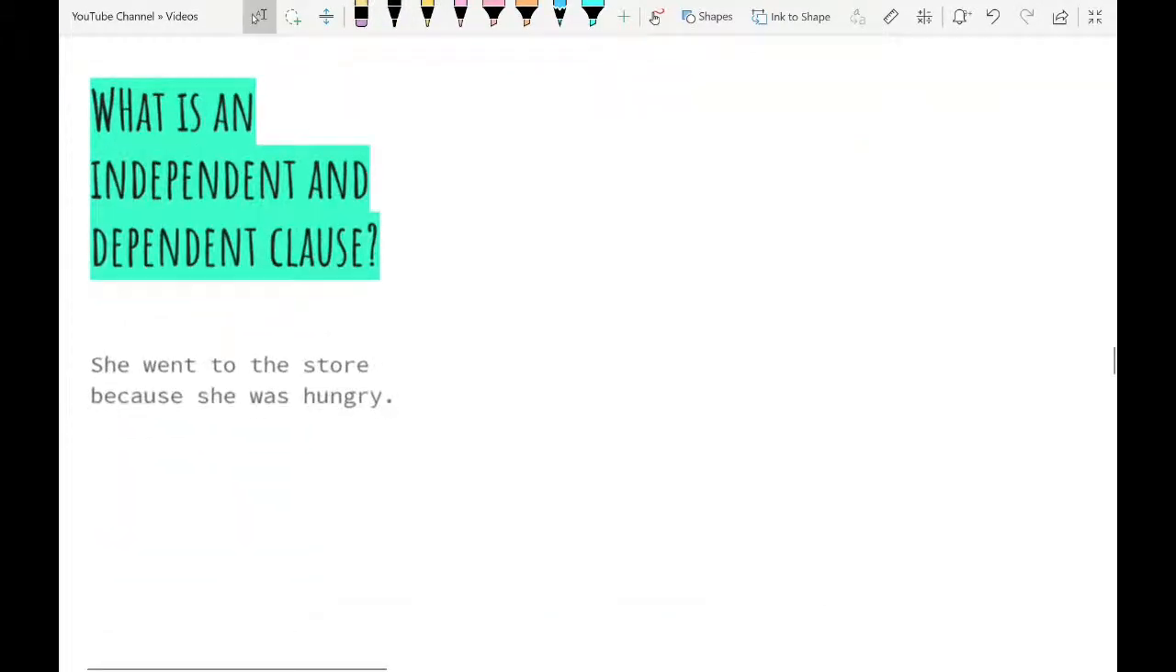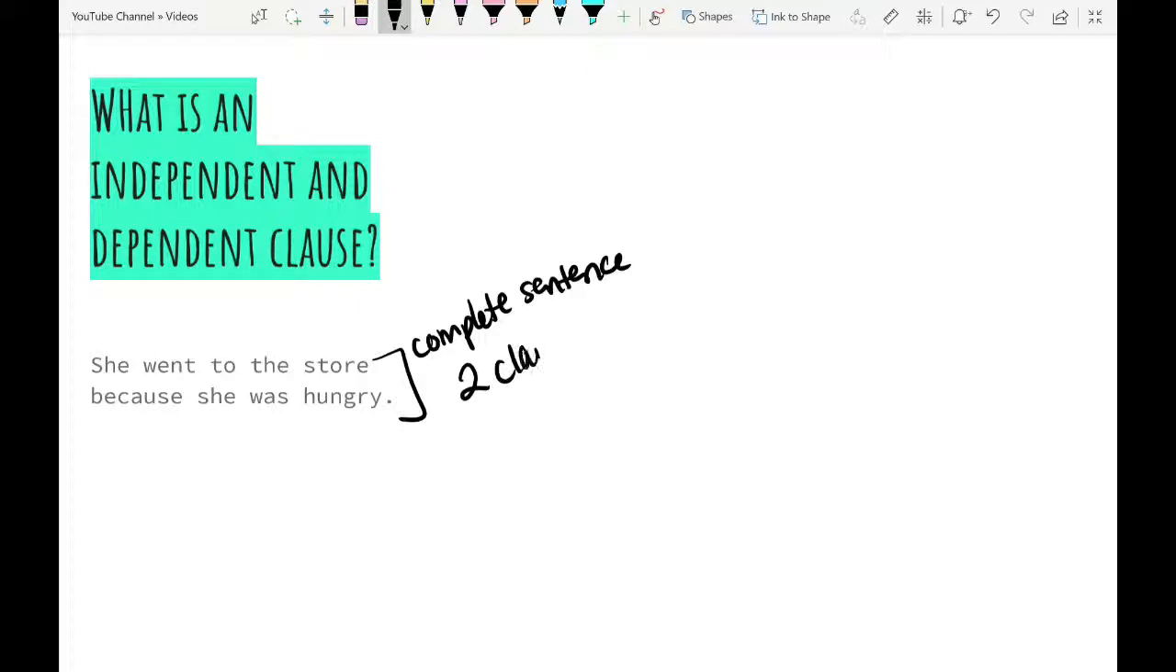What is an independent clause? Let's take a look at this one right here. If we look at the sentence, "She went to the store because she was hungry," this is a complete sentence. It is made up of two clauses. Now a clause is just an idea. Together they make a complete idea. We're going to follow that subject, verb, object pattern that English does. If we make the subject pink, the verb orange, and the object blue, we don't need to talk too much about the object, but let's focus on the subject and the verb because we want those there.